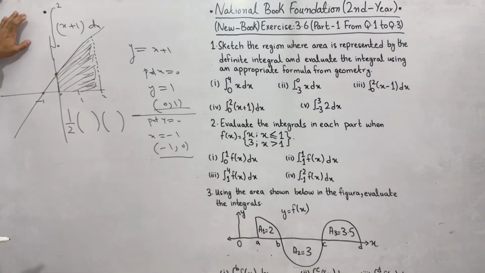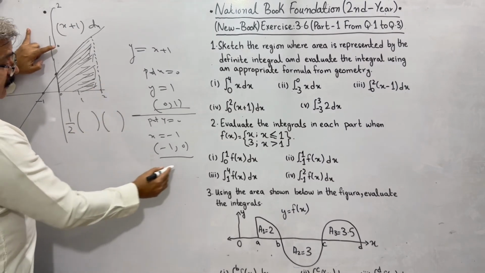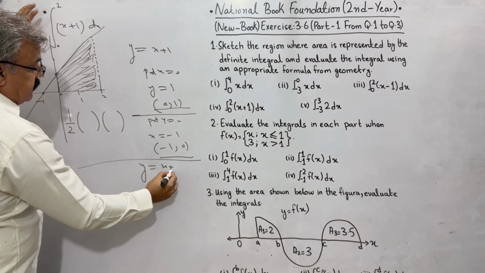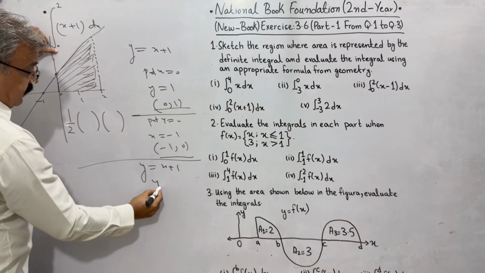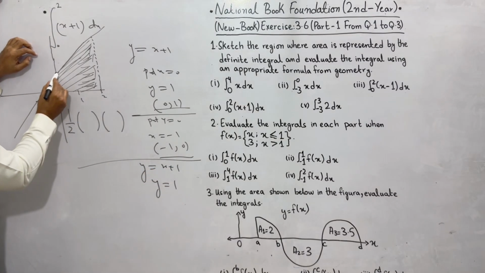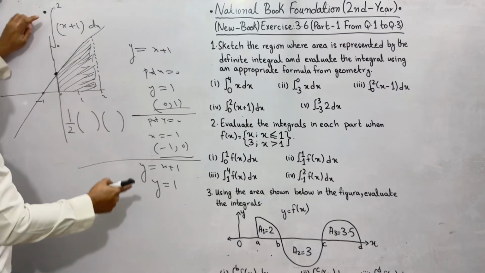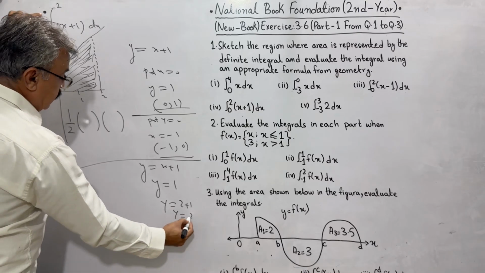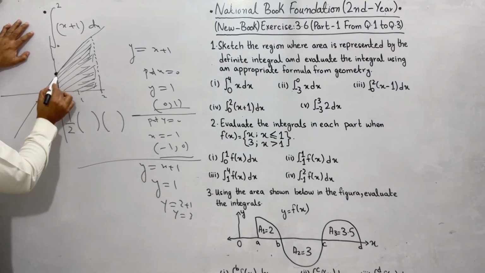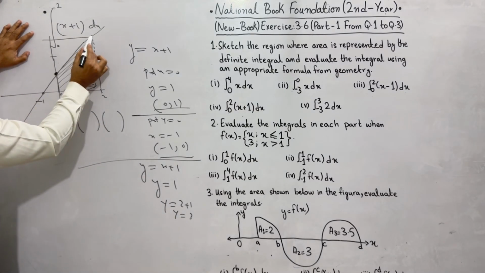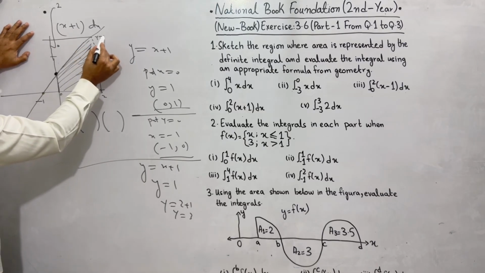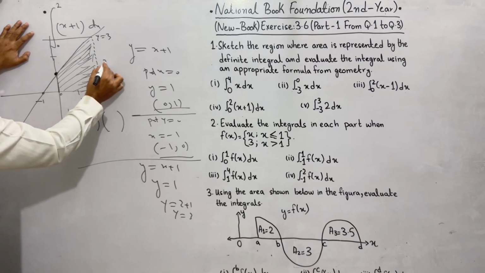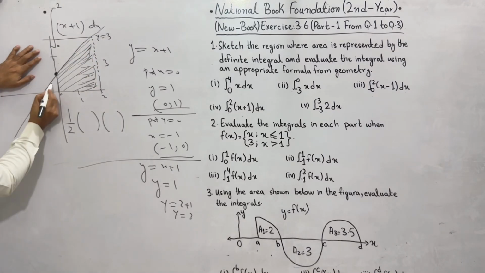Let me demarcate y and x. If I put x from 0 to 2, our equation is y is equal to x plus 1. Put x is equal to 0, then I am going to get y is equal to 1. And if I put x is equal to 2, then I am going to get 2 plus 1, y is equal to 3. So this height is going to be 3. This is 1.